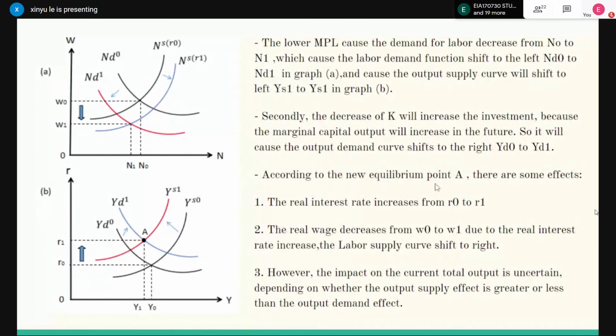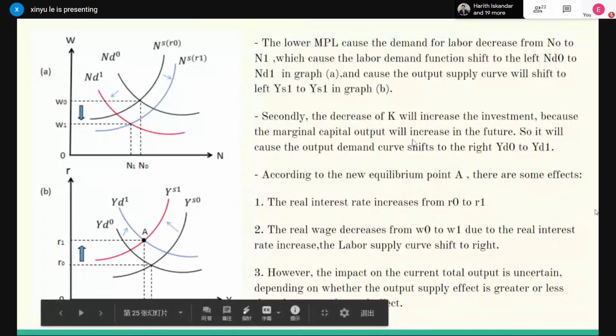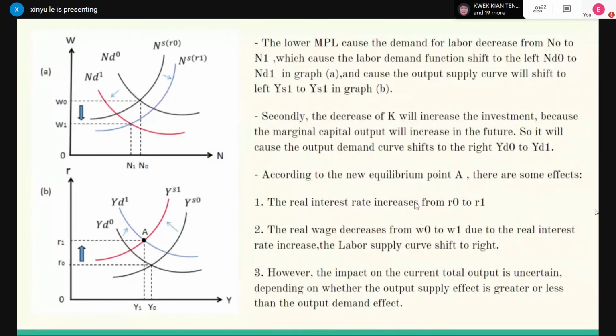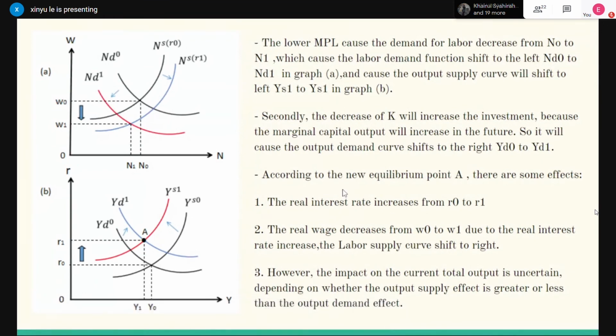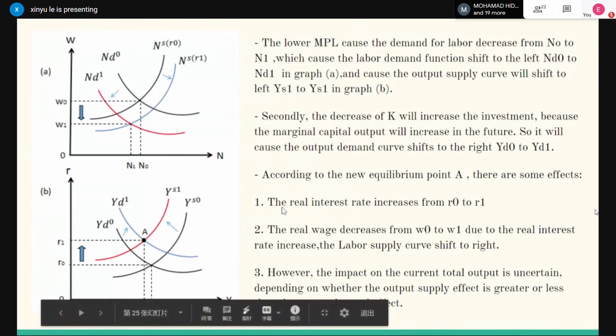According to the new equilibrium point A in graph B, there are some effects. Number one, the real interest rate increases from R0 to R1. Number two, the real wage decreases from W0 to W1 due to the real interest rate increase, as the labor supply curve shifts. The current total output is uncertain, depending on whether the output supply effect is greater or less.